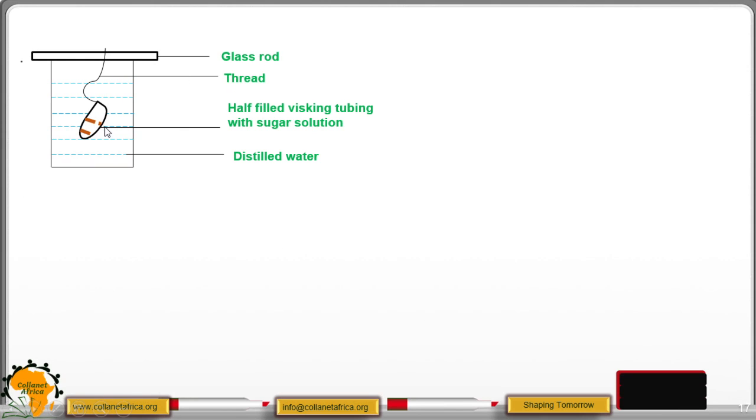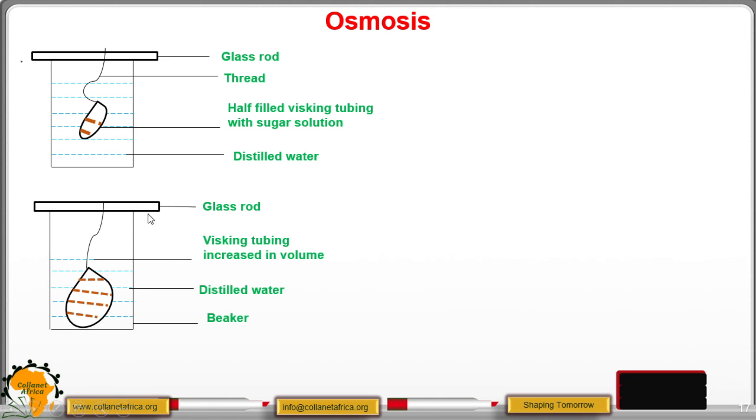You fill the tubing with sugar solution, and then you fill your beaker with distilled water, and immerse the tied tubing, suspended on a glass rod. Then after 30 minutes, you come and observe.